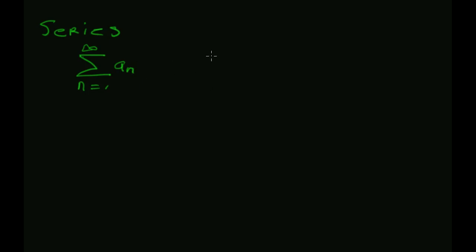For shorthand, if we leave off the bounds, the n equals 1 and the infinity, we can write the series just like this. Sometimes the BC exam does. It assumes that if the bounds are not listed in the sigma notation, it is n equals 1 to infinity. So one of the big things that we test for with a series is to see if it converges.